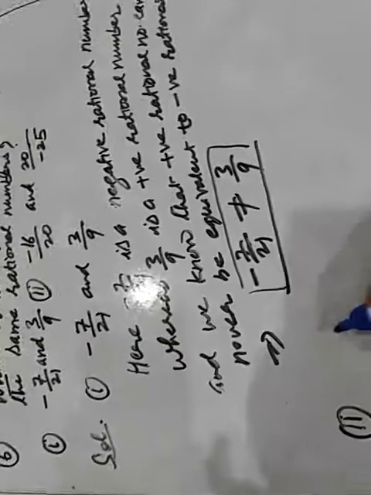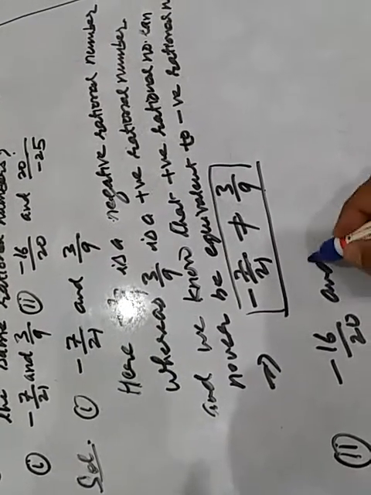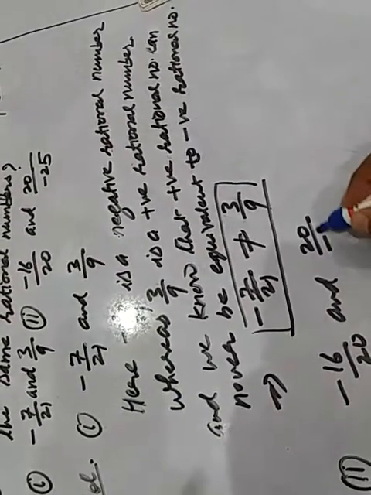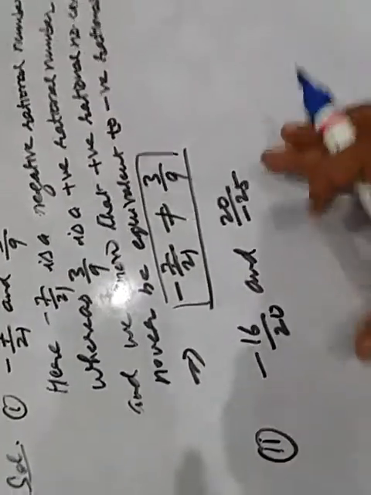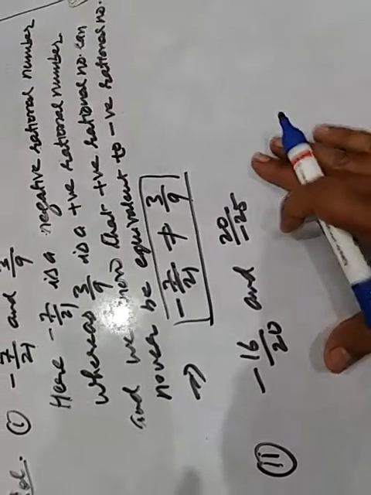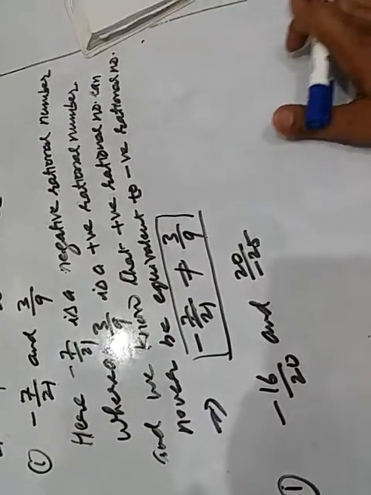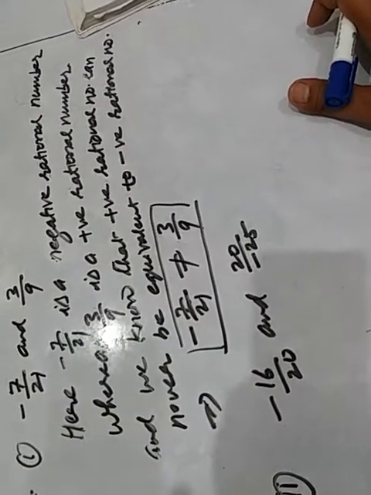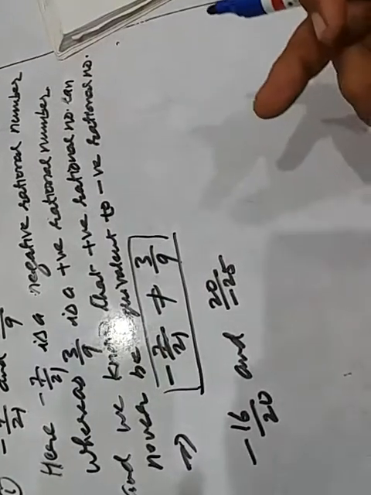What is this? Minus 16 upon 20. Clear? And 20 upon minus 25. We have to find out whether they are equivalent or not. So what is the method? First we have to reduce both the rational numbers to the lowest form. What is the lowest form? Lowest form or simplest form. A rational number is said to be in the lowest form if the GCF of numerator and denominator is 1, and the denominator is positive.